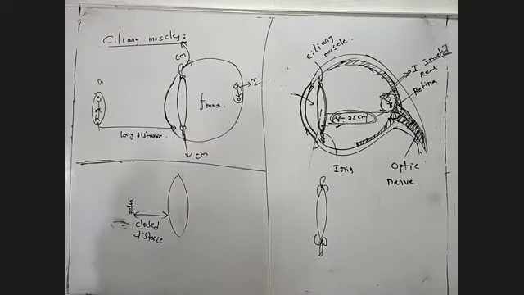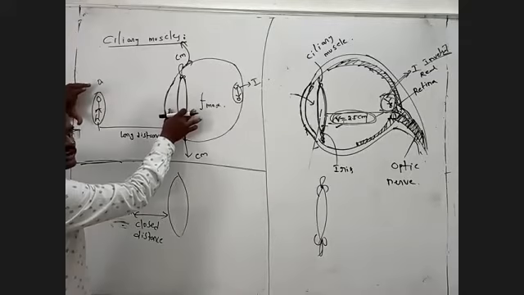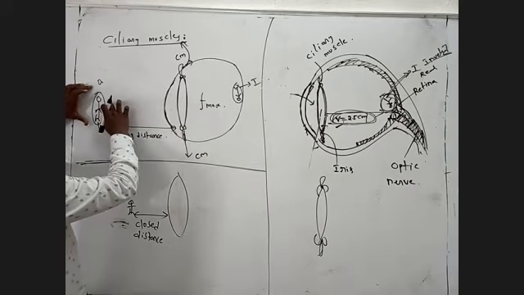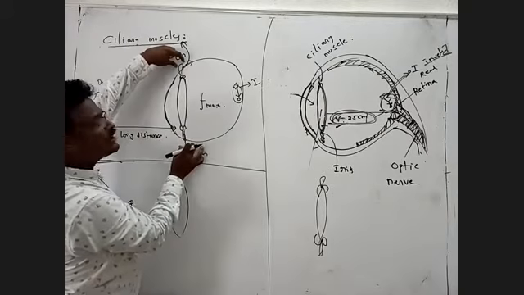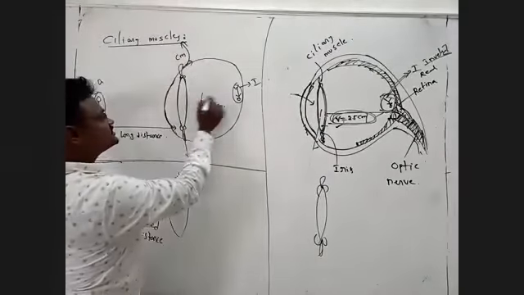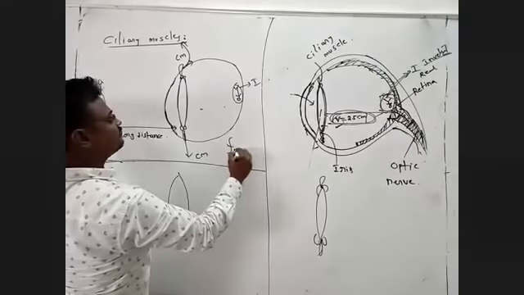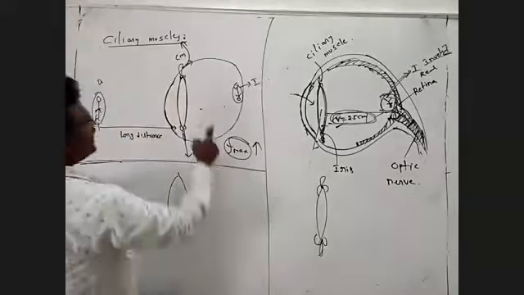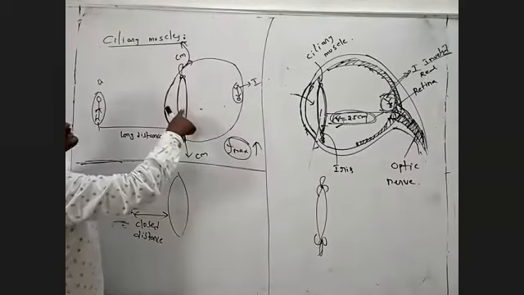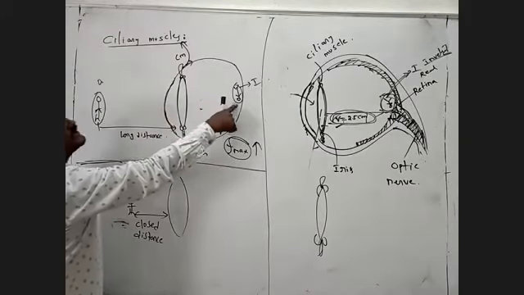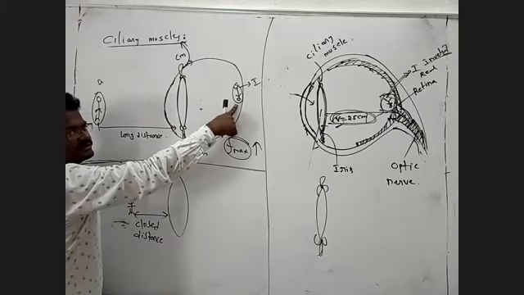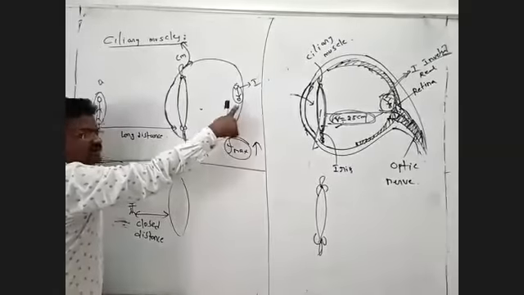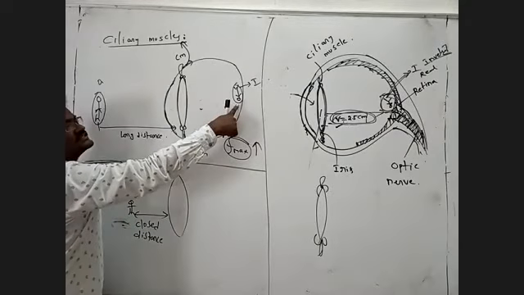So this is the eye lens. The eye is focused on a large distance, the ciliary muscles are relaxed, which means the focal length is maximum, and the image is formed by the lens on the retina.